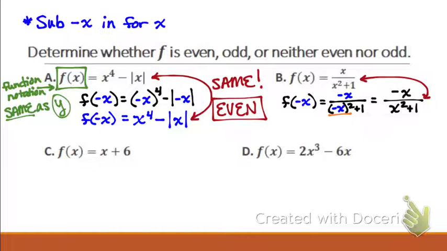Are these the same? No. Not the same. So it is not even. Is it the same as if I had multiplied -1 to this original function? Let's look. So negative f of x would be negative, and then my original function, x over x squared plus 1.